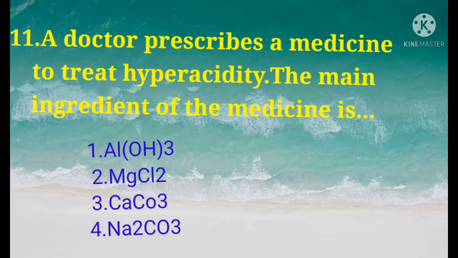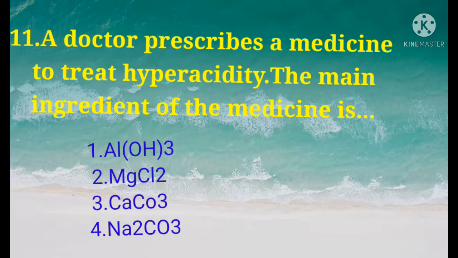A doctor prescribes a medicine to treat hyperacidity. The main ingredient of the medicine is: number 1, aluminum hydroxide; number 2, magnesium chloride; number 3, calcium carbonate; number 4, sodium bicarbonate. Aluminum hydroxide is a base. It can neutralize excess acid secreted by our stomach. Hence, it is used as an antacid.